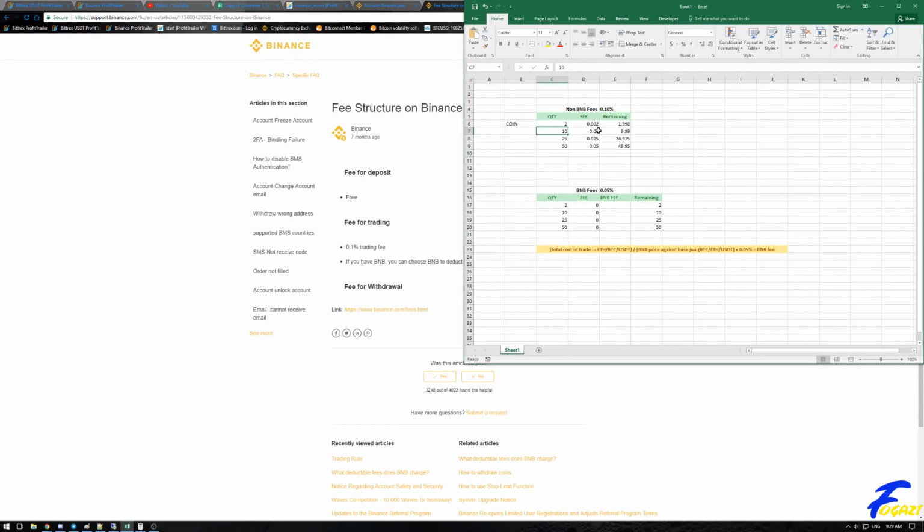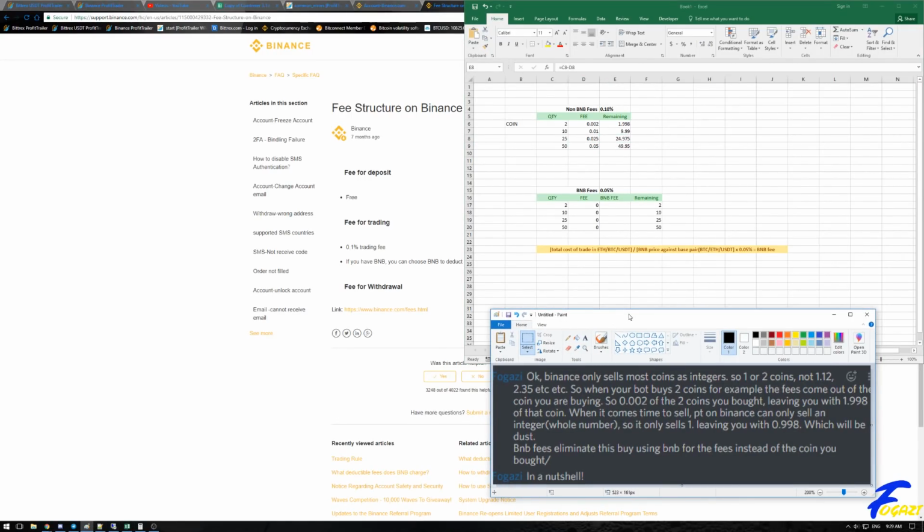Same again, if you buy 10 of the coin, the fee is 0.01 they take out as soon as you buy it, and you're left with 9.99 of that coin. Same, and so on, so on. I'm just going to bring up a little screen cap I had, which I've posted in a few Discords, but it's better than me just making it up as I go.